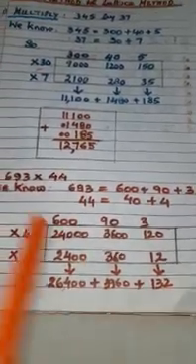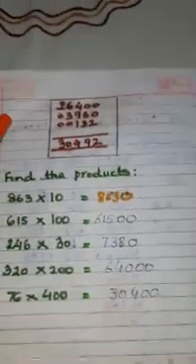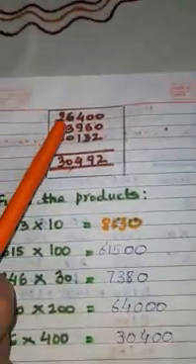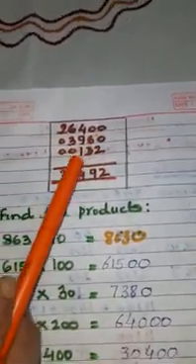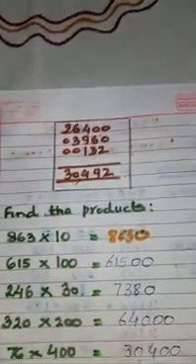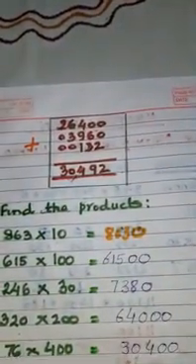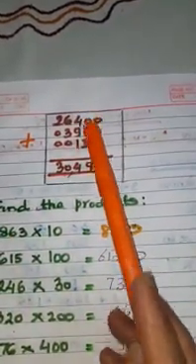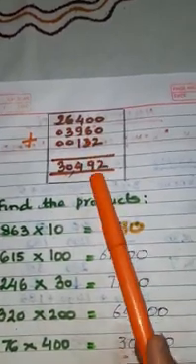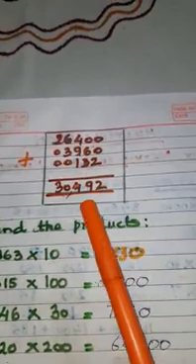So what we did in the last one, after writing all this, we have put it in the column. Now I have written all the numbers in column now: 26,400, 3,960 and 132. What we are going to do now, we are going to add all these numbers. So here 0 plus 0 plus 2, that is 2. 0 plus 6, 6 and plus 3, 9. 4 plus 9, 13 and plus 1, 14.